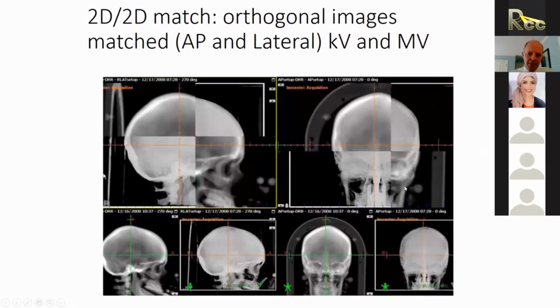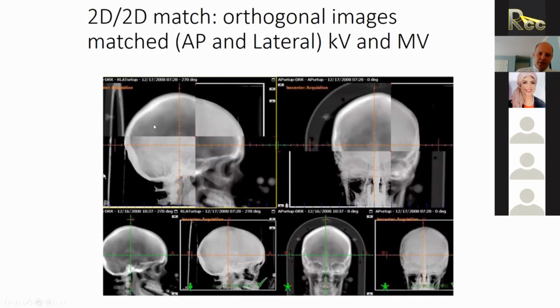And here's an example of the orthogonal images. If you're doing, for instance, 2D projection imaging, it's a good idea to take orthogonal images, and lots of systems will allow you to match those simultaneously. So you come up with a single translation in three dimensions from those two images to match.